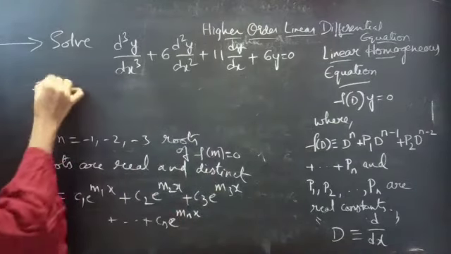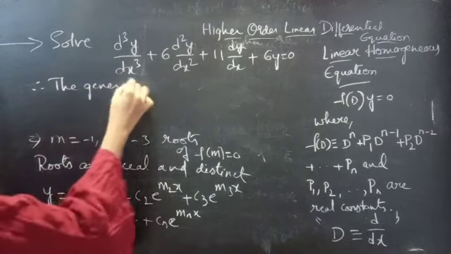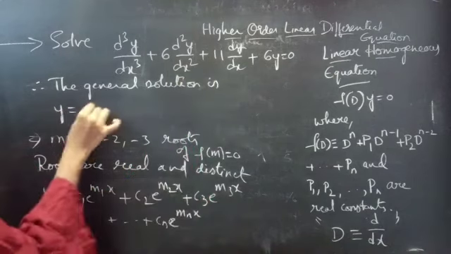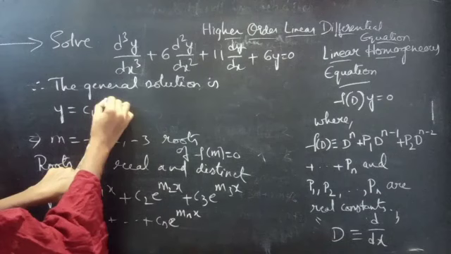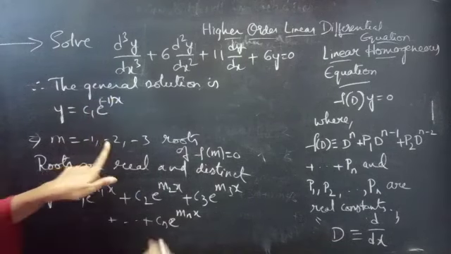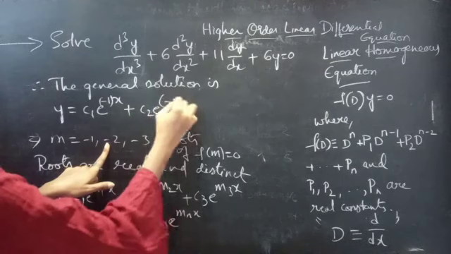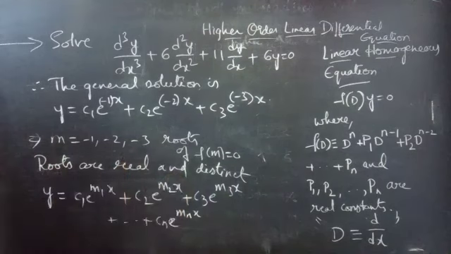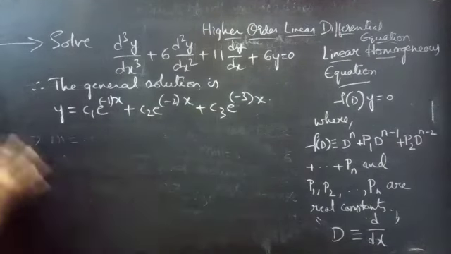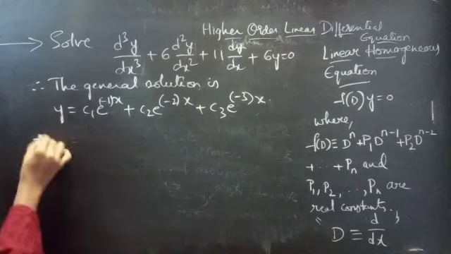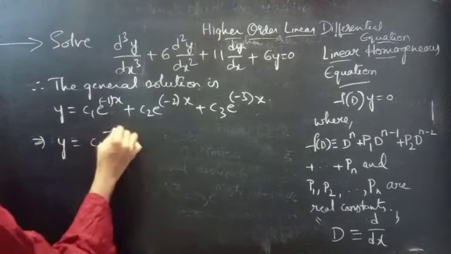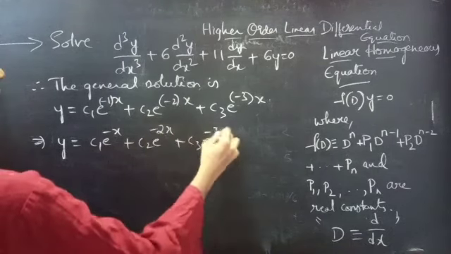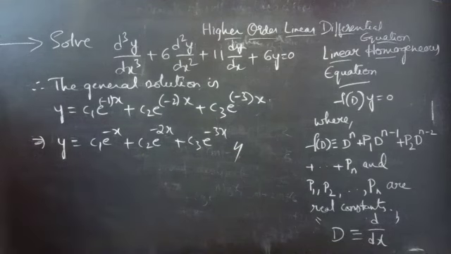Therefore the general solution is y equals c1 e power first root, minus 1 into x, plus c2 into e power minus 2 into x, plus c3 into e power minus 3 into x. We get c1 e power minus x plus c2 e power minus 2x plus c3 e power minus 3x, which is the required solution to the given equation.